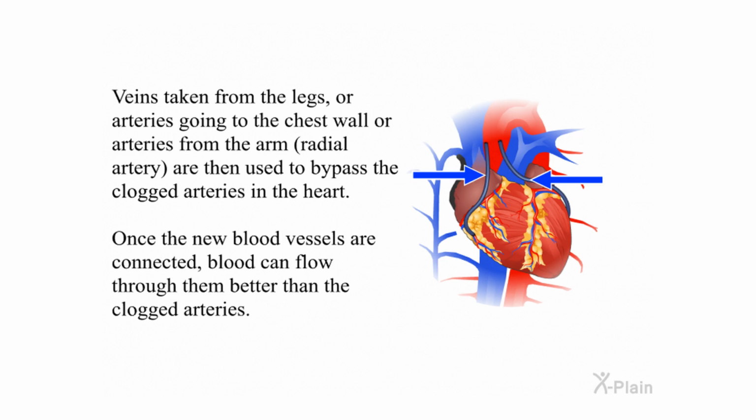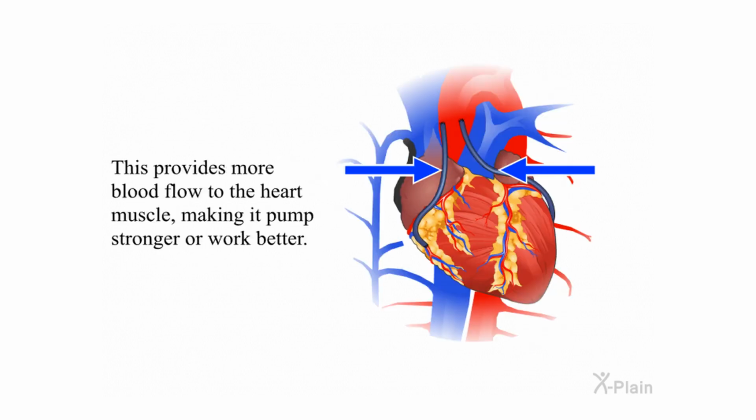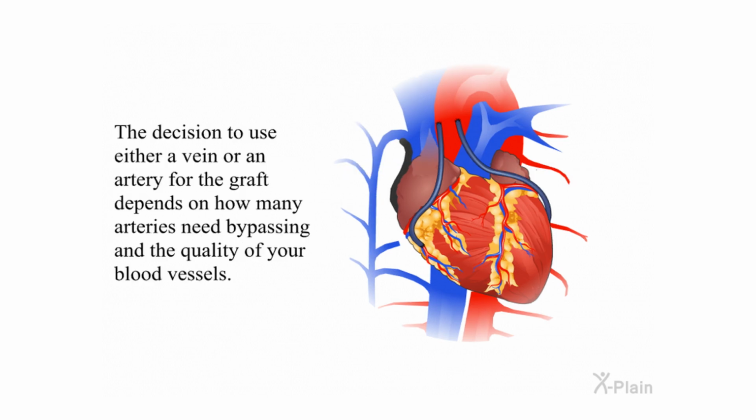Veins taken from the legs, or arteries going to the chest wall, or arteries from the arm, radial artery, are then used to bypass the clogged arteries in the heart. Once the new blood vessels are connected, blood can flow through them better than the clogged arteries. This process of taking blood vessels from one part of the body and connecting them in another part is called grafting. This provides more blood flow to the heart muscle, making it pump stronger or work better. The decision to use either a vein or an artery for the graft depends on how many arteries need bypassing and the quality of your blood vessels.